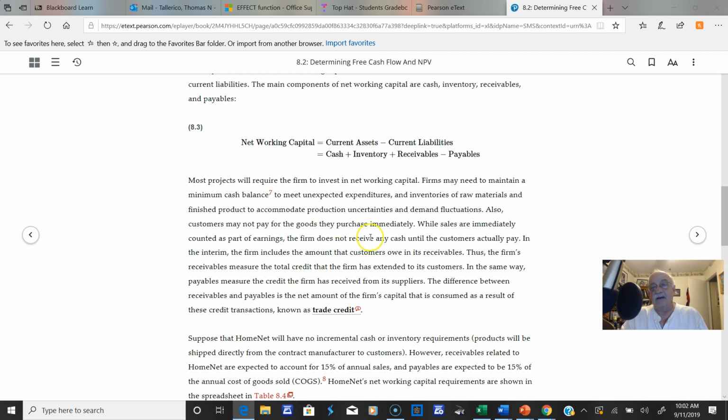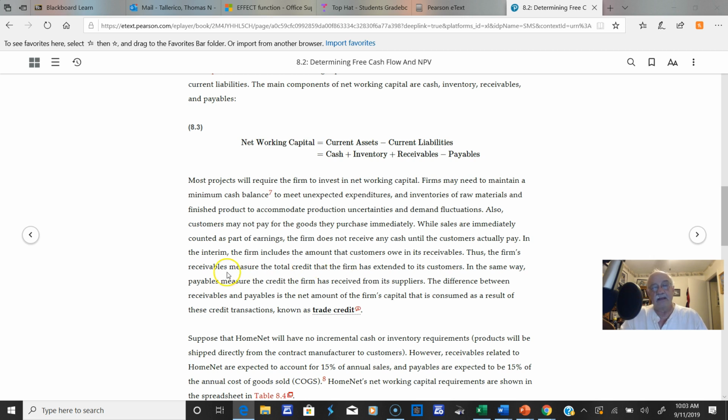So basically, while sales are immediately counted as part of earnings, the firm does not receive any cash until the customers actually pay. And you'll understand that as being accounts receivable, right? So in the interim, the firm includes the amount that customers owe in its accounts receivable. Thus, the firm's receivables measure the total credit that the firm has extended to its customers.